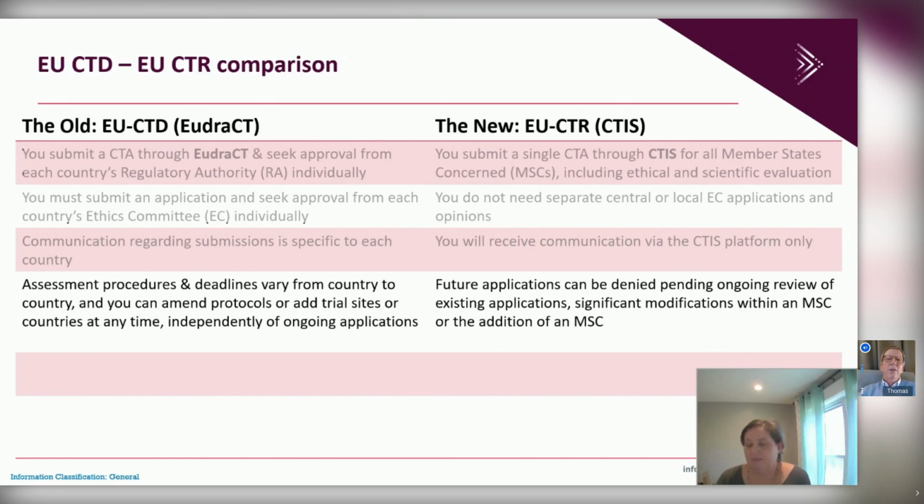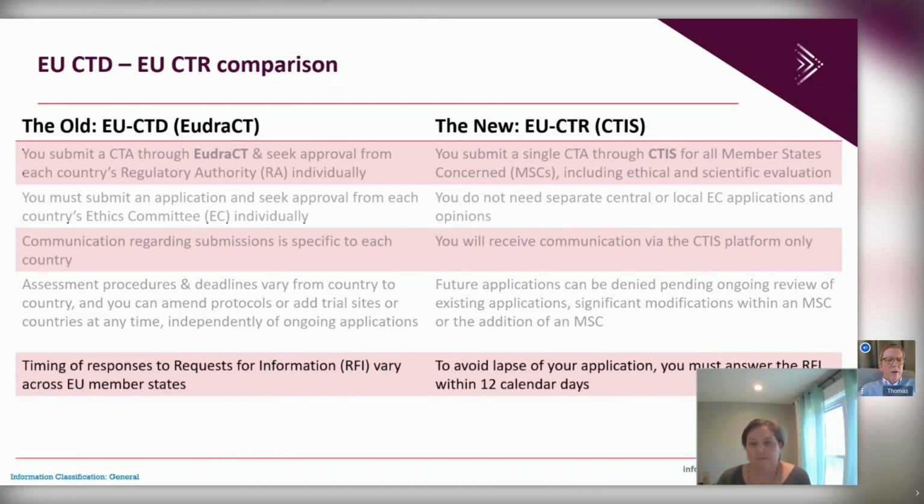In the CTIS system, everything has to be done sequentially. So there are no amendments that you're doing concurrently. One has to be finished through the processing before the next one can be submitted. So just something to keep in mind as you're preparing to submit your CTAs, that has to be managed carefully, that entire process.